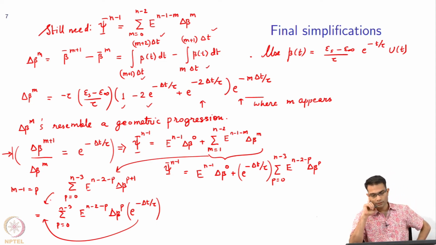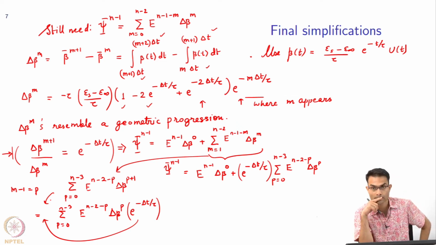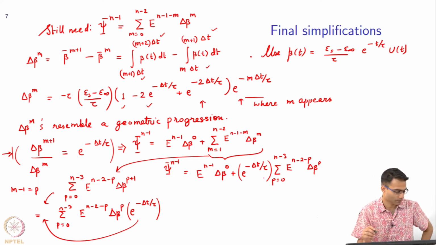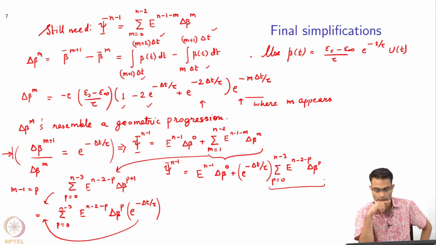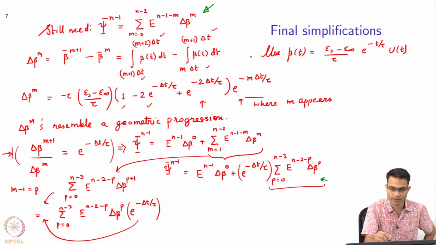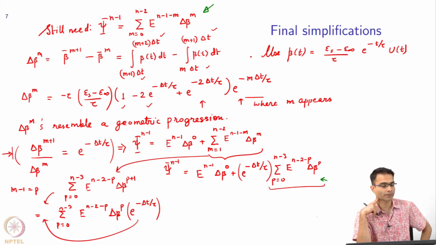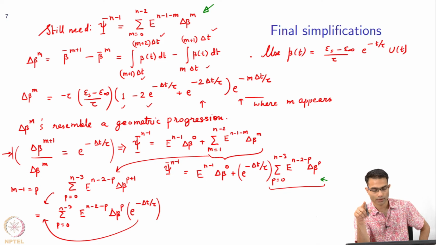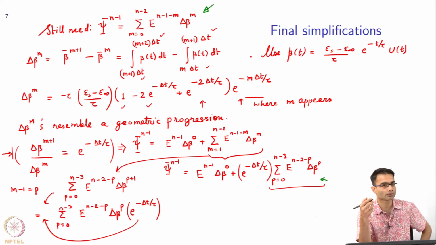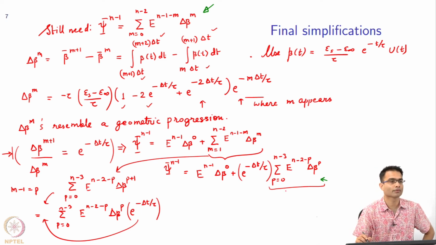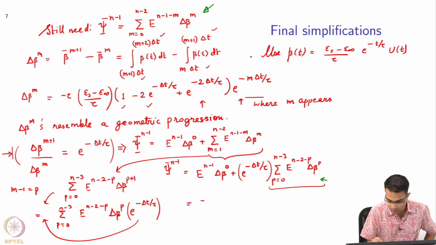Does anyone recognize what this expression on the right looks like? Look at this expression and this expression. Is there something common? It is psi of n minus 2. In the upper expression, if I replace n by n minus 1, the left hand side will become psi of n minus 2, the summation will go to n minus 3 and e will become e n minus 2 minus m, and whether it is p or m is just a dummy variable. So, this expression that I have over here is nothing but psi n minus 2. In other words, this has become e n minus 1 delta beta 0.